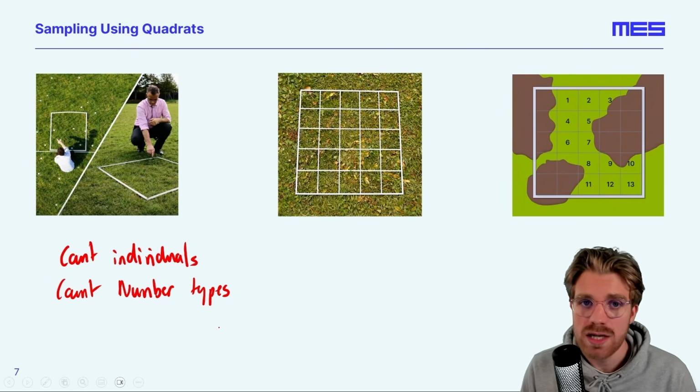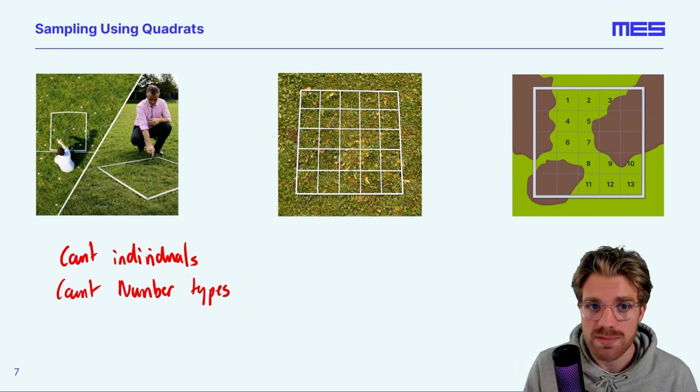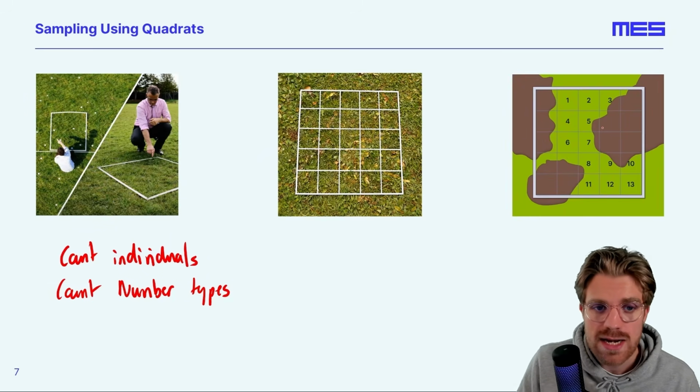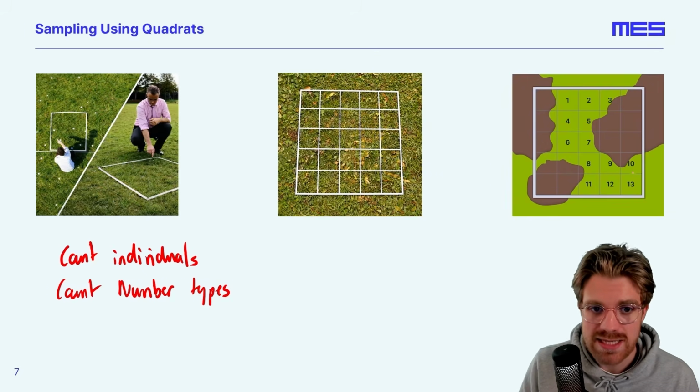But sometimes it might be hard to distinguish the difference between individual organisms. Imagine trying to count all of the individual blades of grass. In that instance, we might use something like on the right-hand side. Now we can see on the right-hand side here that some of these squares are covered with the kind of green grass. Now we can see we have numbered them up to 13 here.